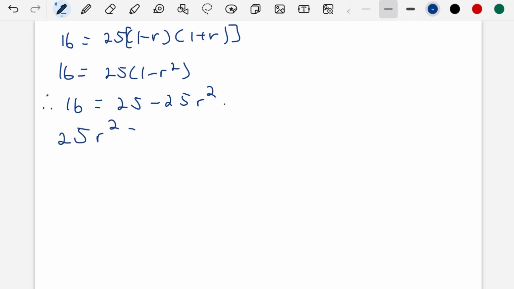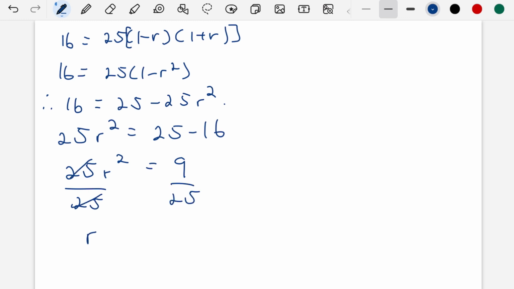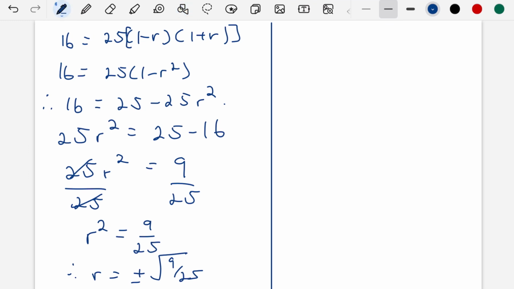So if I put 25r squared on this side I'll have 25 minus 16. So 25r squared is equal to 9. Okay, and if I divide both sides by 25, then r squared will be 9 over 25. And that's going to therefore mean that r is either plus or minus the square root of 9 over 25. Now the question is, is r positive? So r can either be positive 3 over 5 or r can be negative 3 over 5.